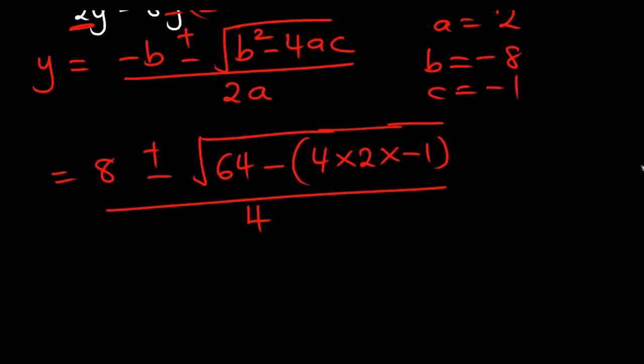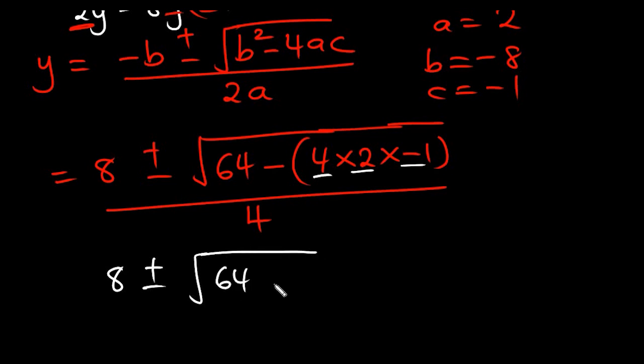Then we need to simplify it now. So we can start here. So 4 times 2 times negative 1. So 4 times 2 is 8. 8 times negative 1 is negative 8. So the new problem is going to be 8 plus or minus the square root of 64 take away negative 8. So inside the bracket we have negative 8.